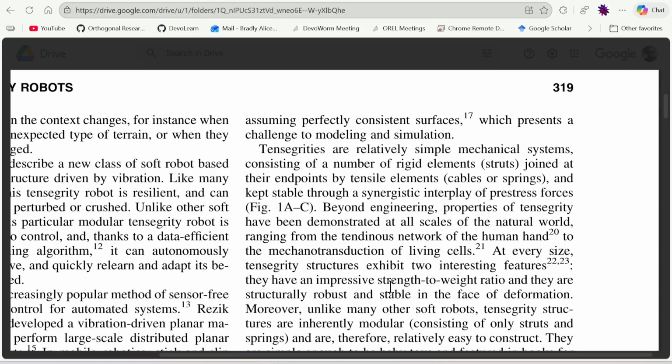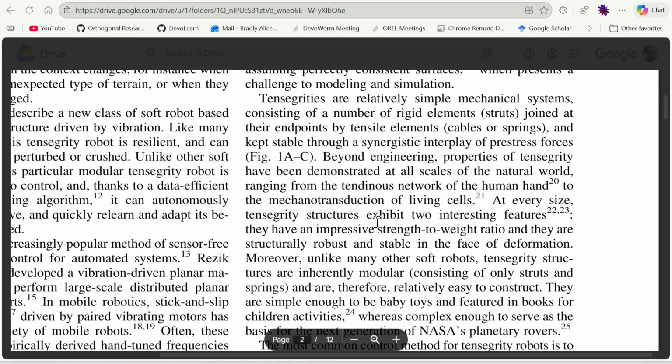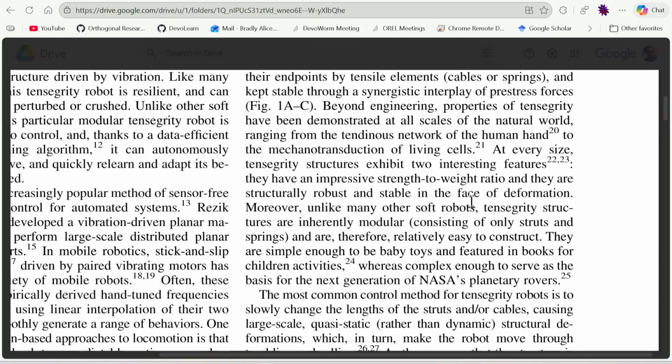Beyond engineering, properties of tensegrity have been demonstrated at all scales of the natural world, ranging from the networks in the human hand to the mechanotransduction of living cells. And then, at every size, tensegrity structures exhibit two interesting features. The first is they have an impressive strength to weight ratio, and they are structurally robust and stable in the face of deformation. So the first is that they have this impressive strength to weight ratio. It means that you can stress them with a lot, and very lightweight structures have a very large ability to be loaded and to be stable under that load.